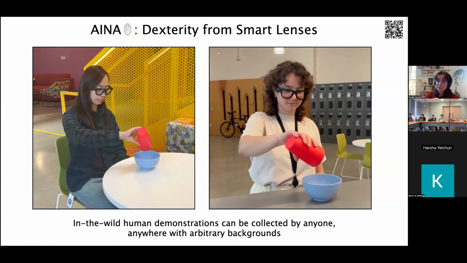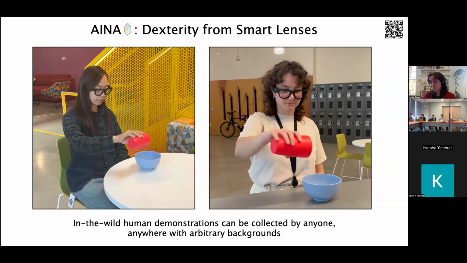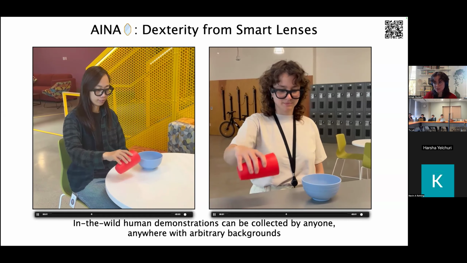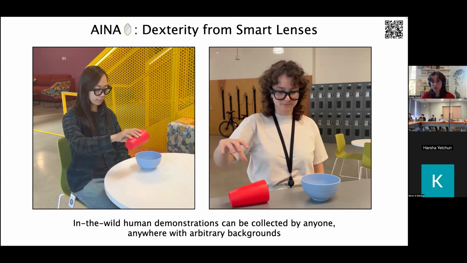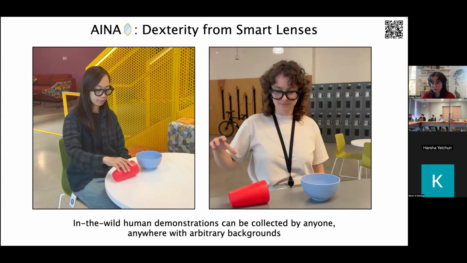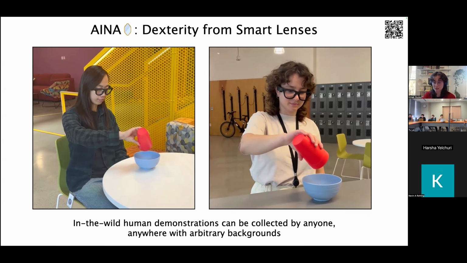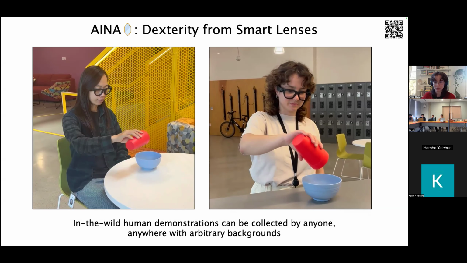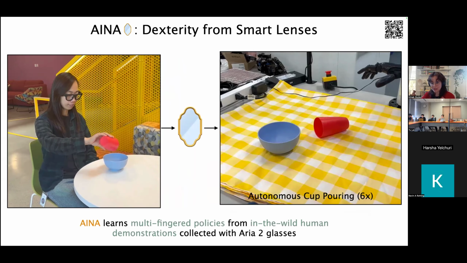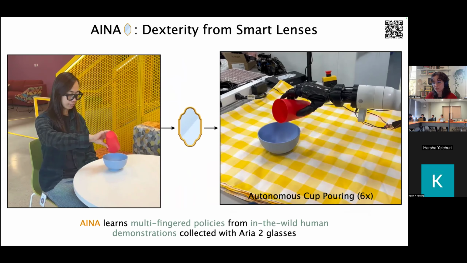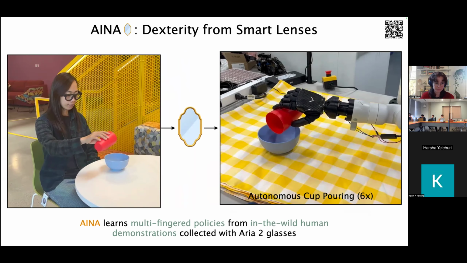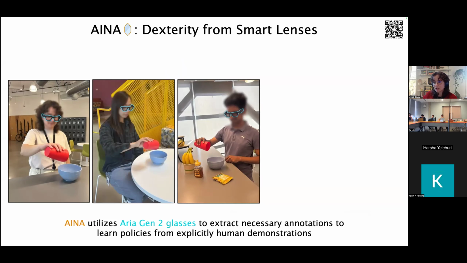robot policies. But in this work, with the help of Aria 2 glasses, we were able to get pretty accurate annotations that can be used to learn policies using only human data from in the wild demonstrations. And this is the overall framework. Aina learns multi-fingered policies from in the wild human demonstrations collected with Aria 2 glasses. This is the first paper that ever used Aria 2 glasses for policy learning.